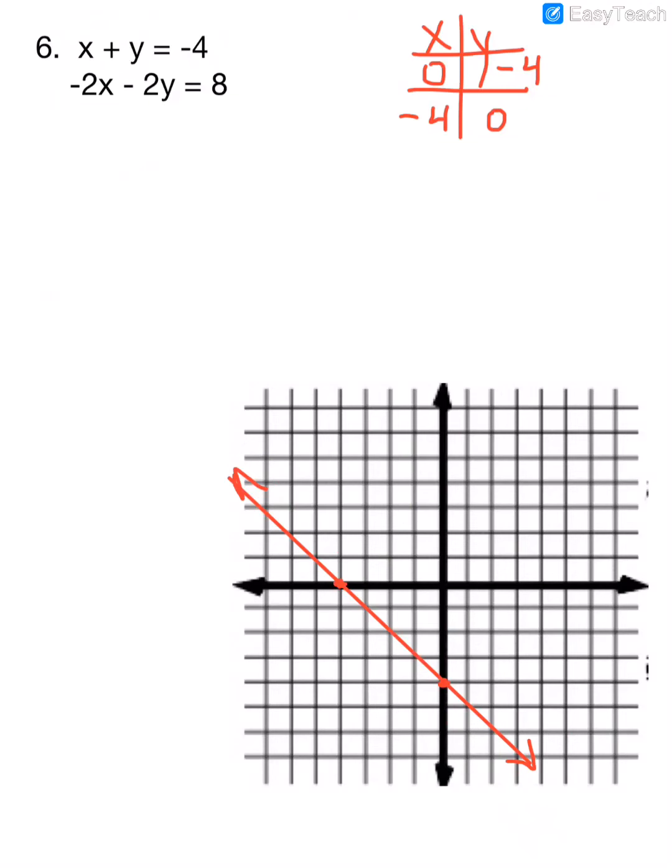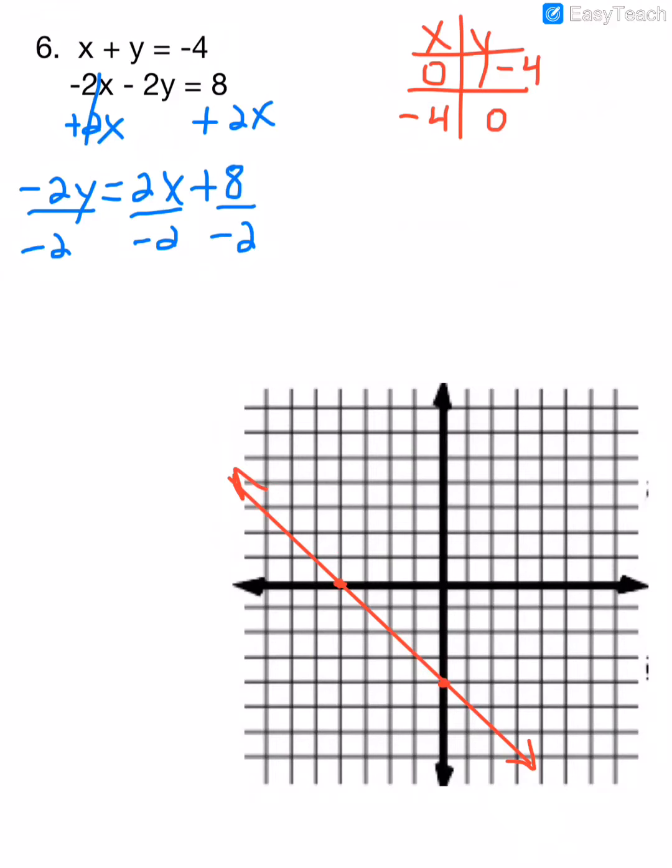And then for the second equation, let me go ahead and get that in slope-intercept form. Okay, so I'm going to add 2x to both sides. And that gives me -2y equals 2x plus 8. And then I divide every term by -2. So that gives me y equals -x minus 4. Okay, so my slope here is -1 or -1/1. And my y-intercept is -4.